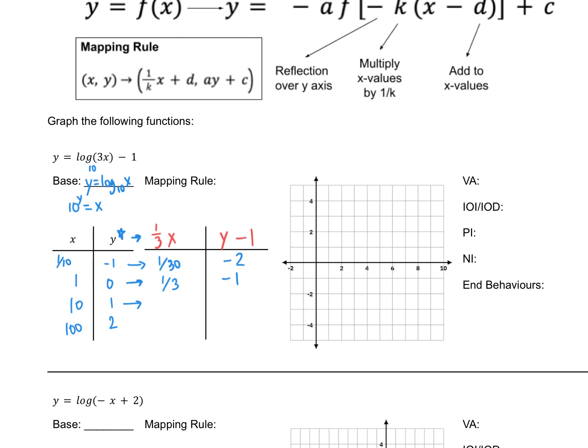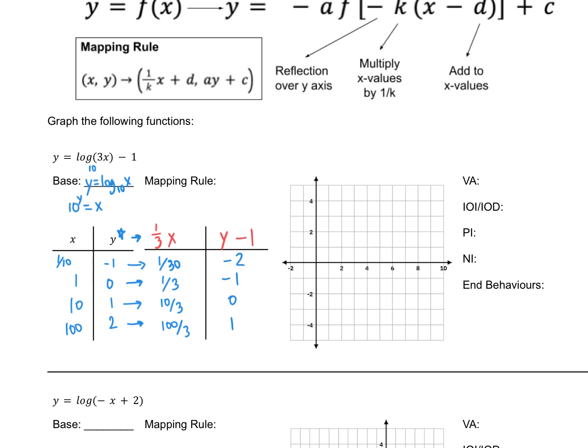Next coordinate. 10 times a third. Here we are, or 3.3 repeated. 1 minus 1 is 0. And last one, when x is 100, and we multiply that by a third, we get 100 over 3. And when y is 2, 2 minus 1 is 1. And here we go. Now we can plot our points.